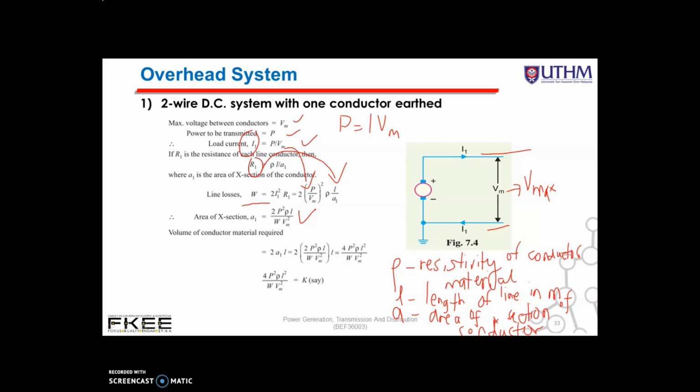Then you can get the volume of the conductor material required, which is equivalent to 2 A1 L. So 2 A1 is here. You just substitute in this equation, and then you will get this equation for the volume of conductor material. So say this volume is K.